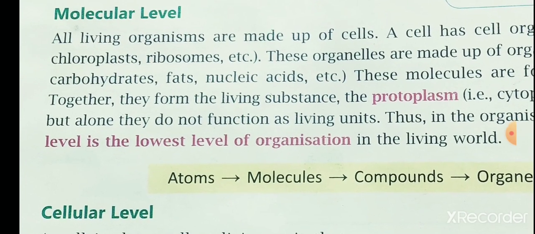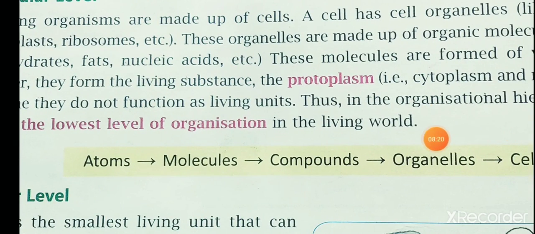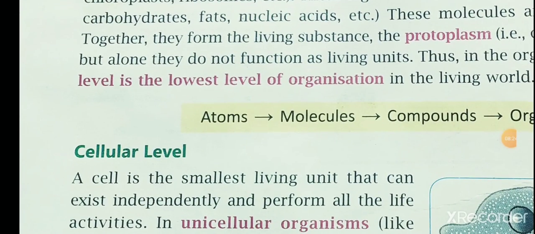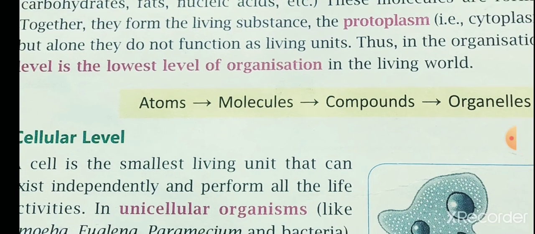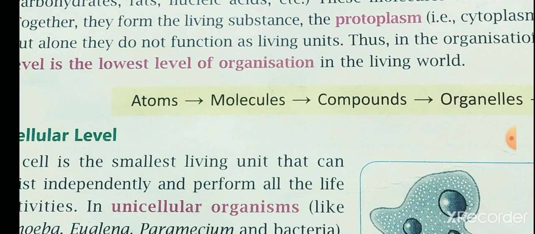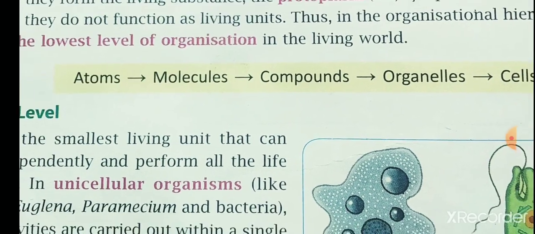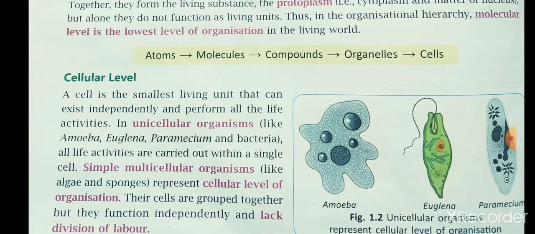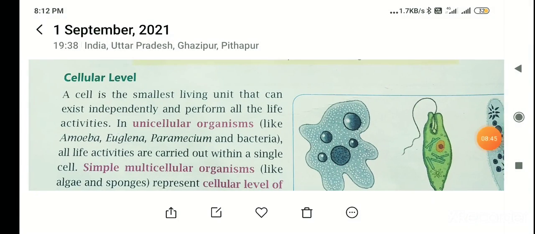Thus, in the organization hierarchy, the molecular level is the lowest level of organization. It is the very lowest level in the living world, like atom, atom to molecule, molecule to compound, compound to organelle to cells. Cellular level is the next level.